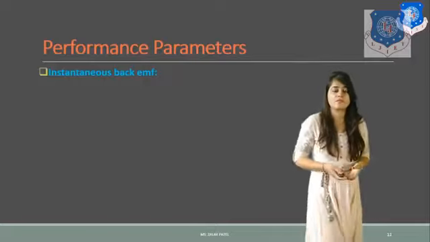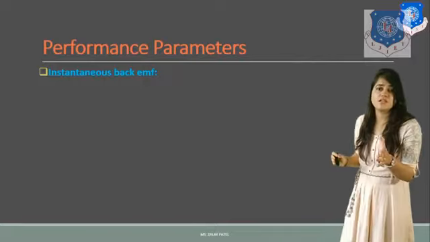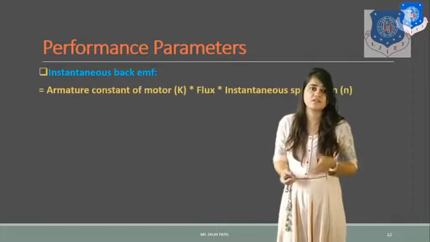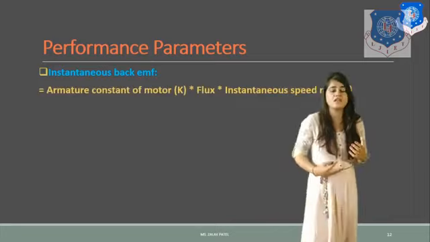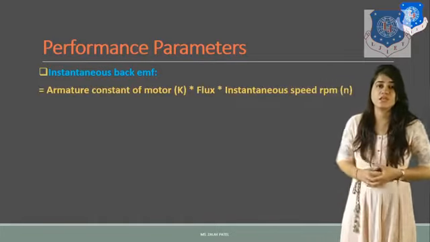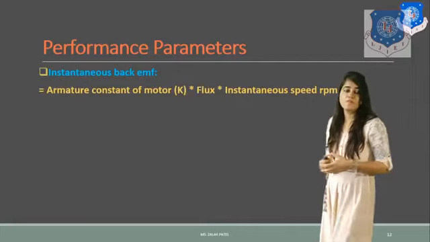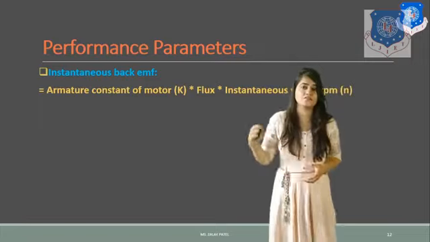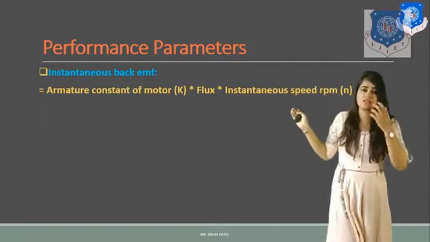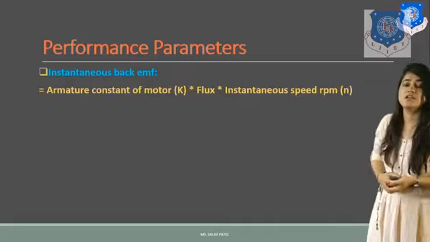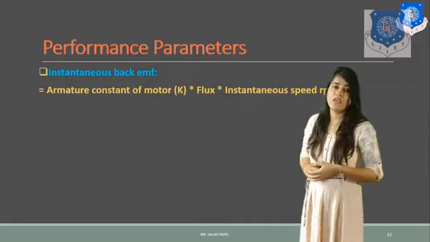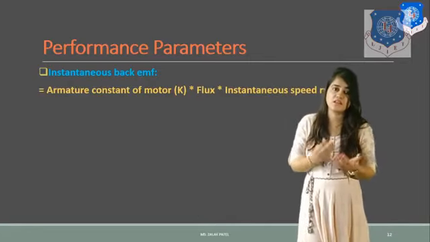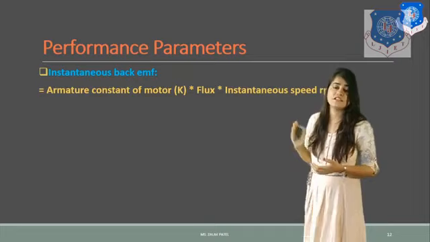Here let's first discuss the various parameters that are seen in the previous diagram. So first is instantaneous back EMF. Instantaneous back EMF is actually the multiplication of three different terms, that is the armature constant of motor denoted by K, the flux introduced by it, and instantaneous speed. Now the speed is in rotations per minute, so RPM. So it is a multiplication of three terms, that is the armature constant, flux and speed.